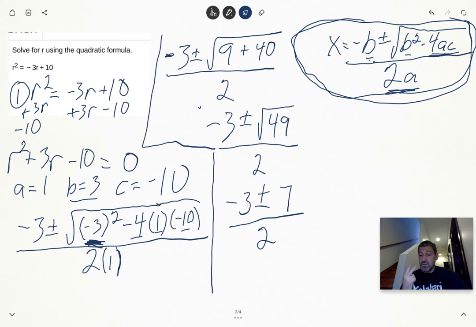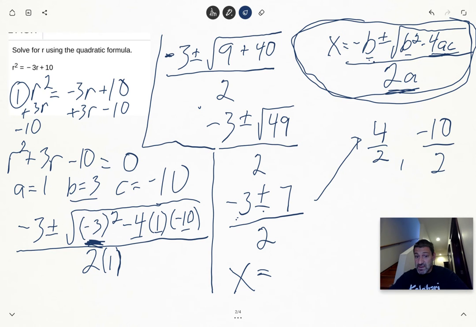remember you have two solutions to most quadratic equations. So I'm going to add the 7. So my x will be equal to negative 3. Let me do that up here. So negative 3 plus 7 would be 4. And the 2 would stay on the bottom. And the negative 3 minus 7 would be negative 10. And there's still 2 in the bottom.